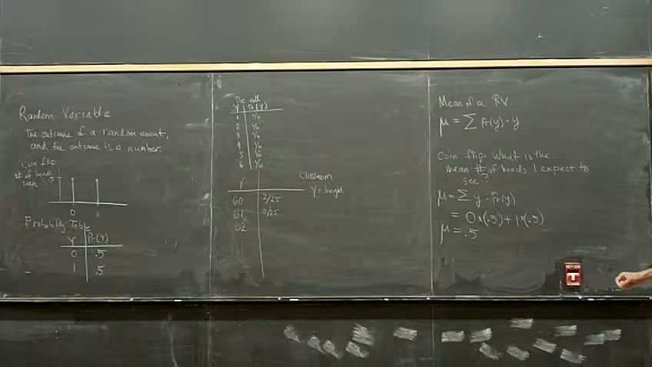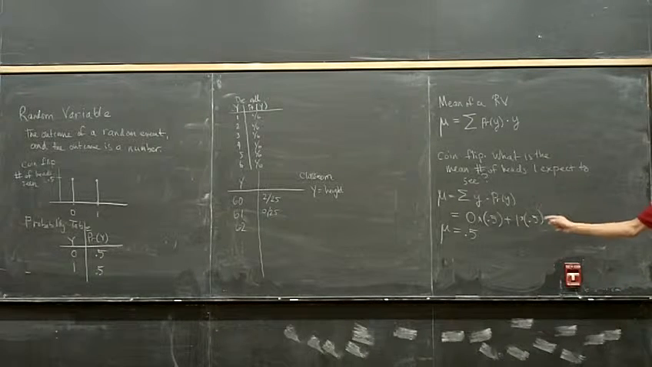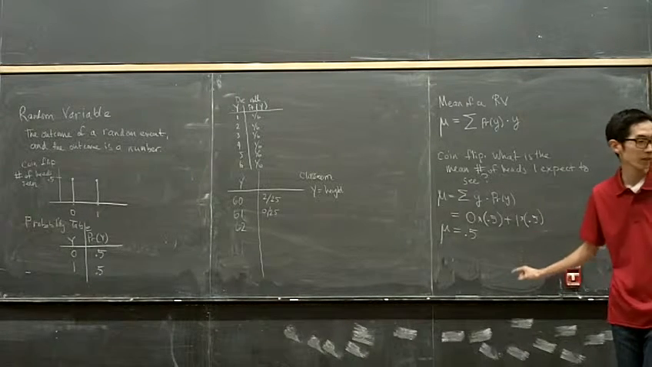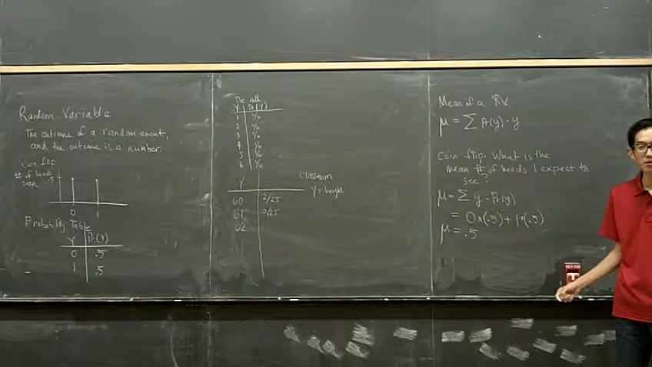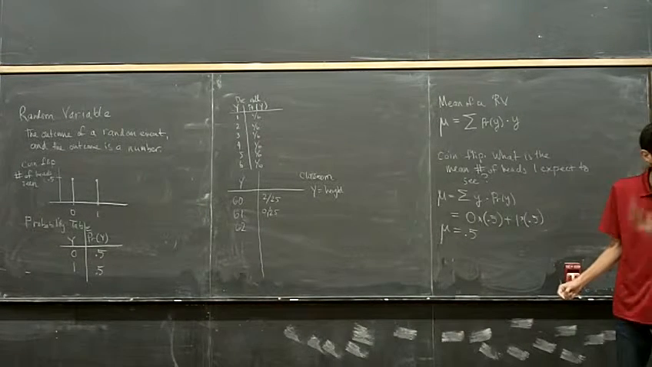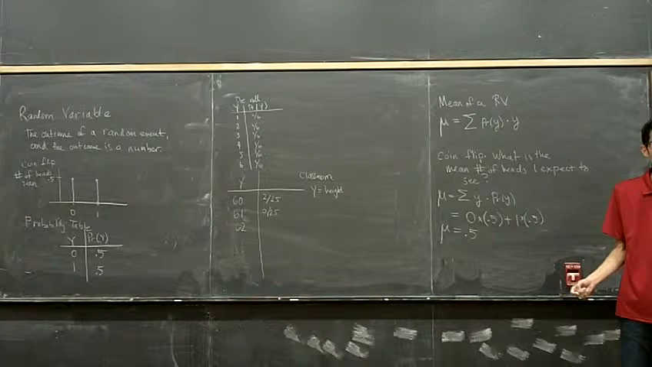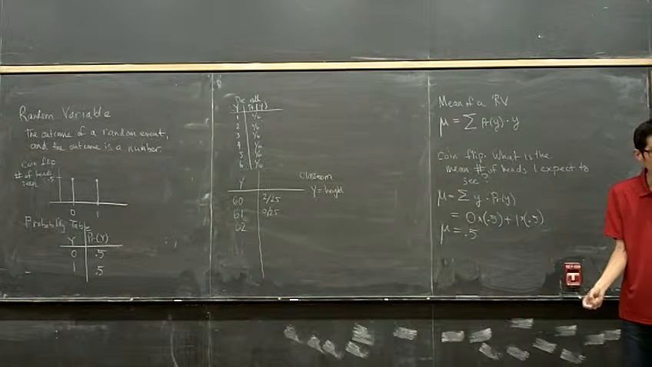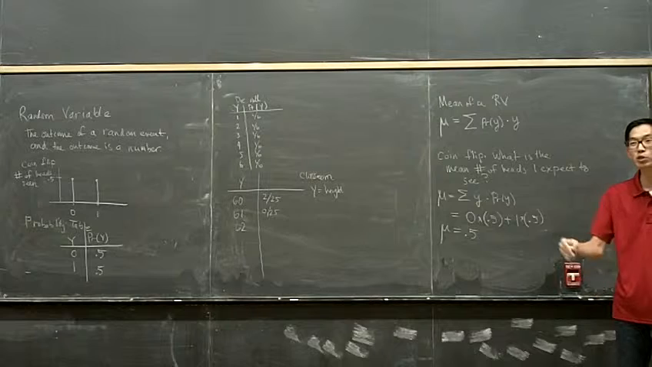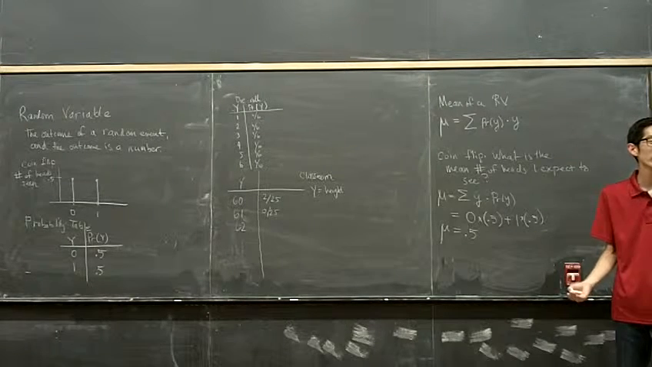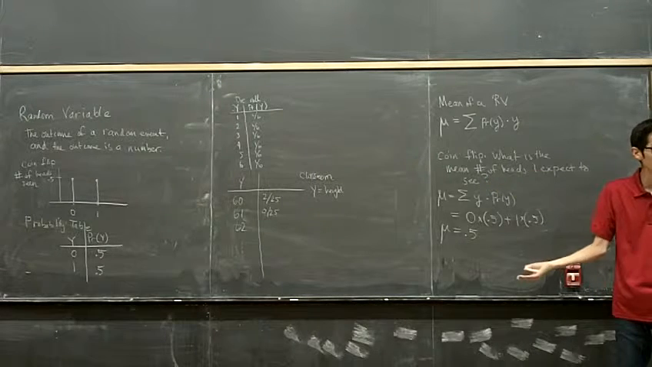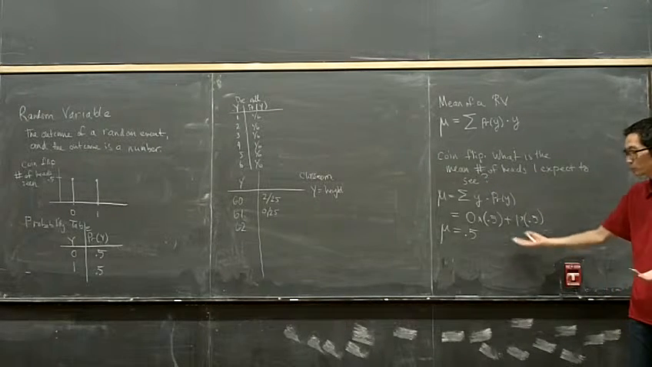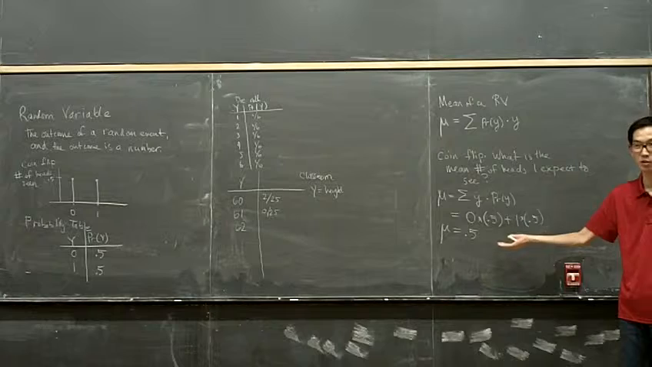What am I saying? This is the number of heads I expect to see. Of course, when I flip a coin, I will never actually see half a head. I'm either going to see 1 or 0. But if I flipped a coin and kept track of how many heads I saw for a long time, and then took an average, that number should be close to 0.5. That's what we're doing.